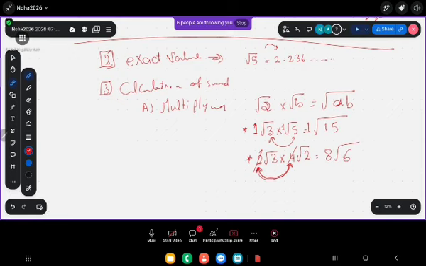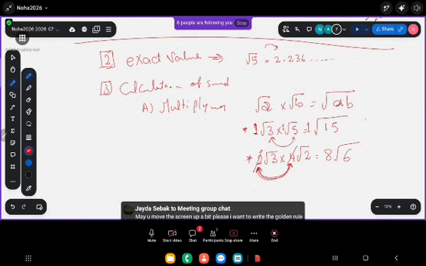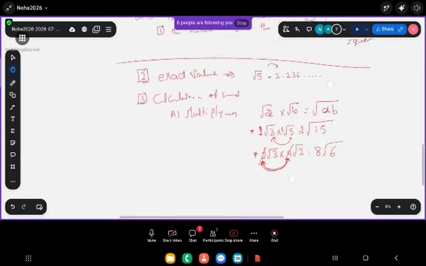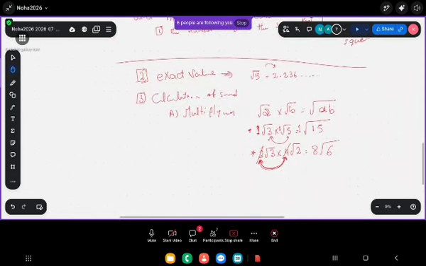Okay, but just a second. Now we have 8 root 6. Is it the most simplified thing here, or will we still have anything? Okay. Now it's good or not? Can you see it well?